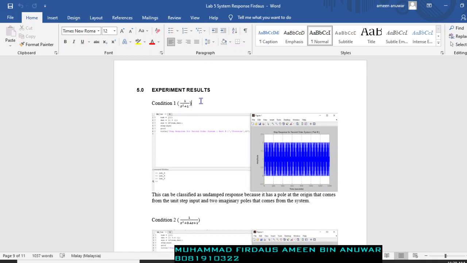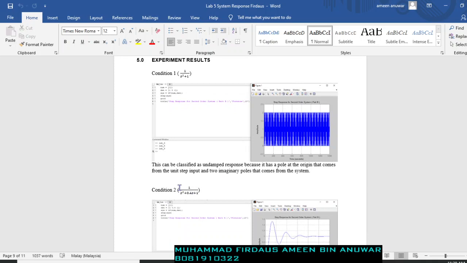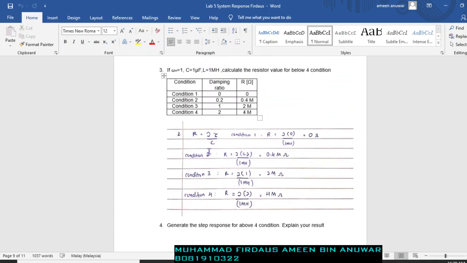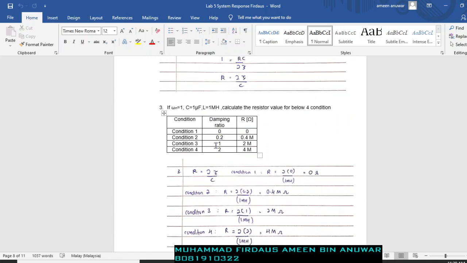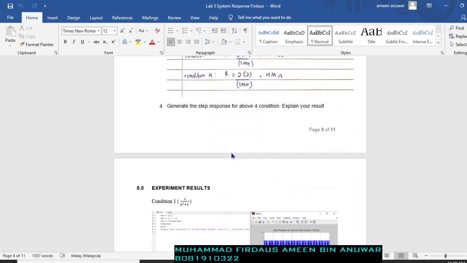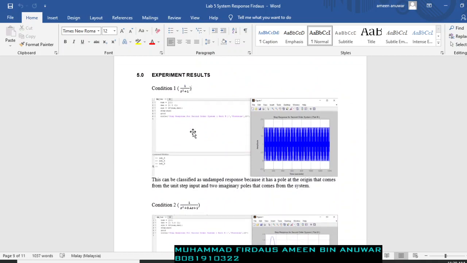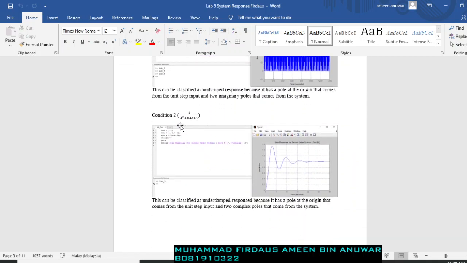So I just insert this value into my MATLAB, just like I did in Part A, and I obtain the graph like this. The same goes for condition 2. I only need to insert my omega n value and also my damping ratio, because we have a different damping ratio for every condition. So it's the same step here.